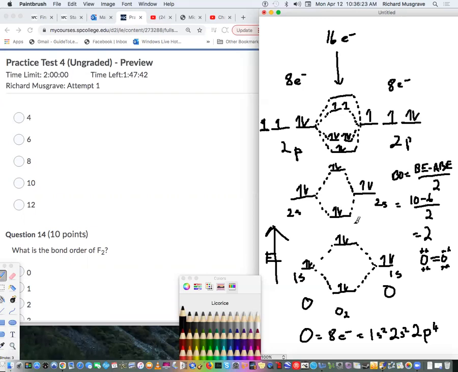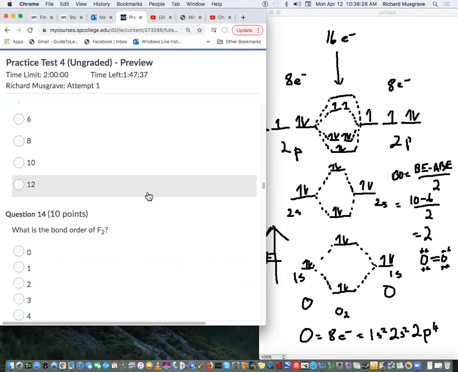Okay. Can you say what the formula was again? Here, it's here. It's bonding minus antibonding, divided by 2. It's this one right here.